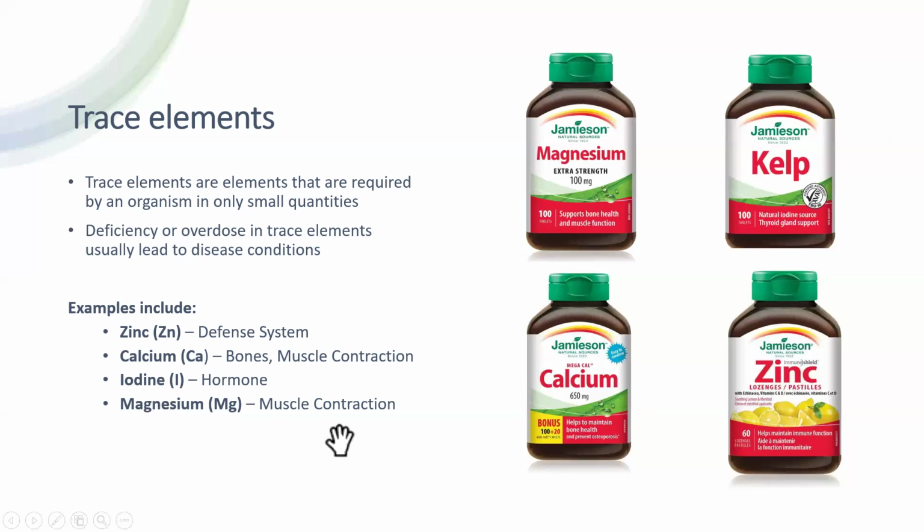You also need magnesium for contraction. So you can buy all sorts of supplements from Walmart, but generally it's good not to self-prescribe. It's better to take it only under the advisement of your doctor. Okay, because like I said, overdose is going to cause quite a bit of problems for you.